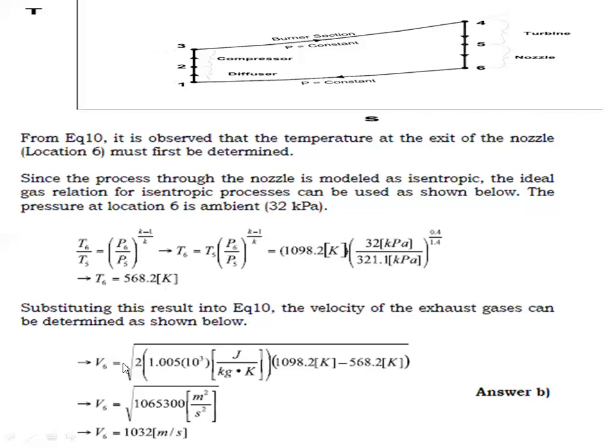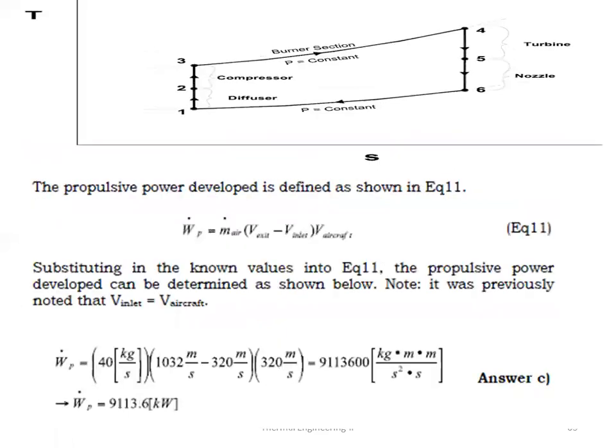The velocity V6 at exit can be written as the square root of 2 times Cp into the change in temperature, that is T5 minus T6. If we apply that, it is possible to know the exit velocity at the nozzle is equal to 1032 meters per second. Now the next one is we need to focus on what is the propulsive power developed in the cycle.